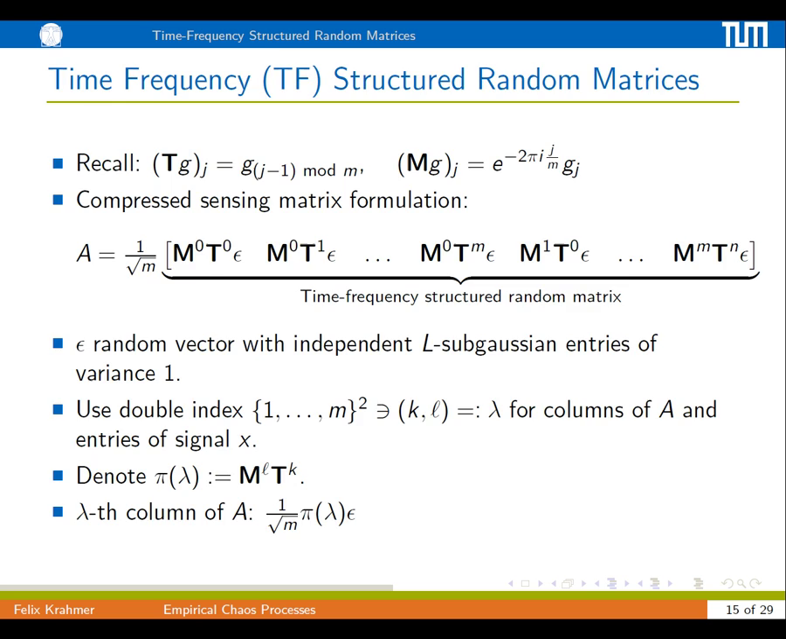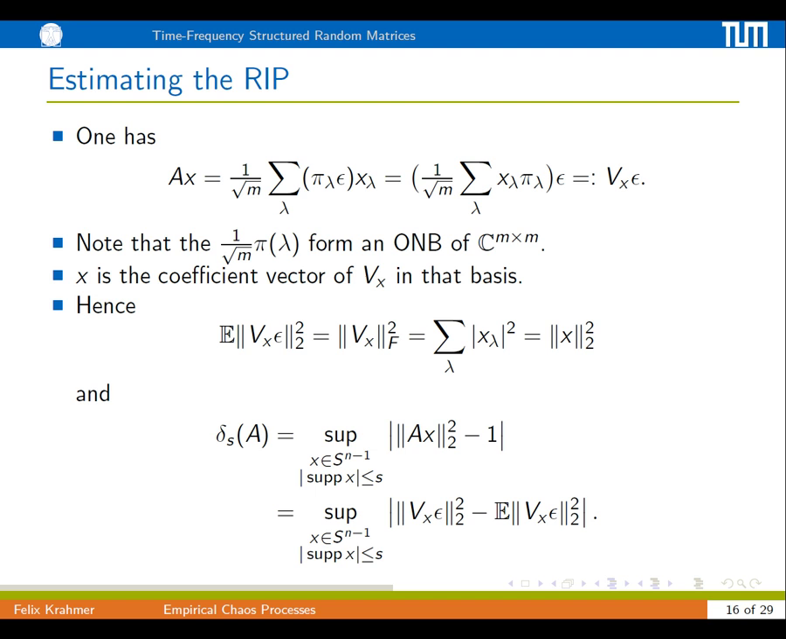So let's try to write out some things about the restricted isometry property. Here Ax is what we want to calculate. So what enters the game is the measurement of a channel parameter vector X. And this is basically the lambda entry of X multiplied by the lambda column of the matrix. We have noted that the lambda column is exactly pi of lambda. Sorry, I'm correcting myself, it should be pi of lambda times epsilon. But this is identically the same, we're just rewriting it.